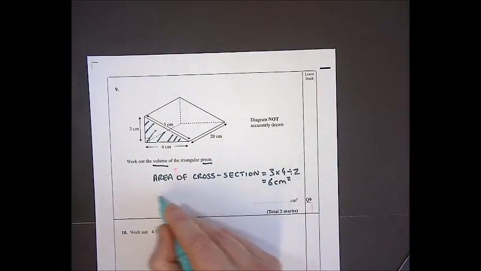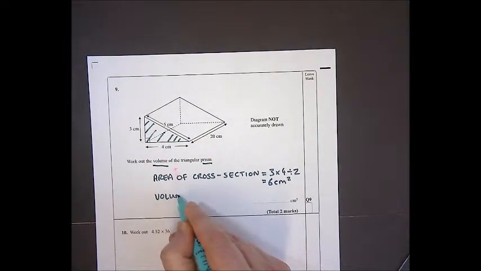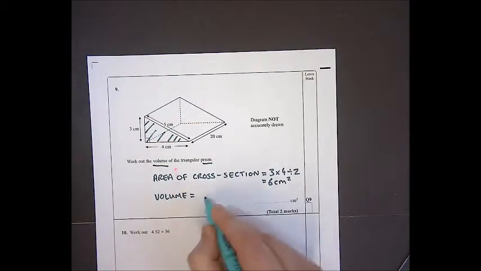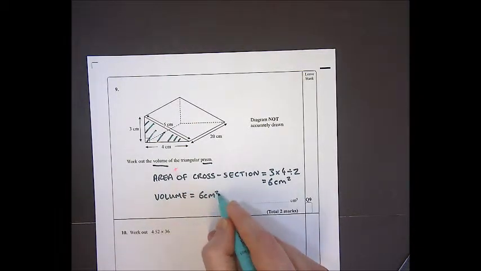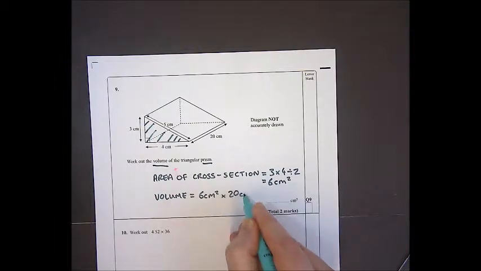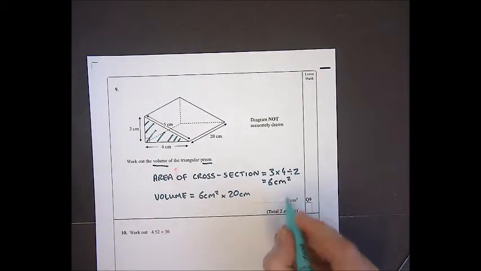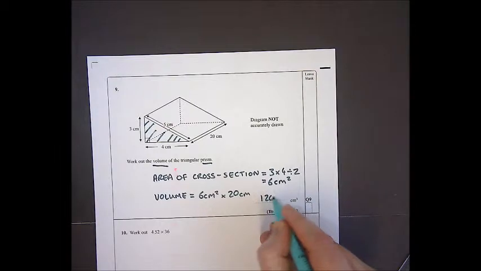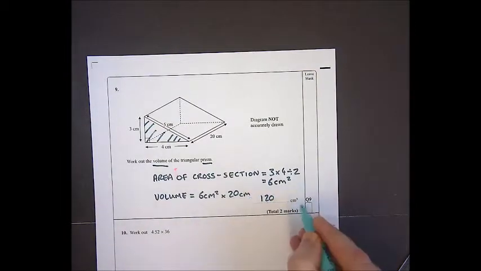So volume equals 6 square centimetres times by 20 centimetres. 6 times 20 is 120 centimetres squared times centimetres, which is centimetres cubed.